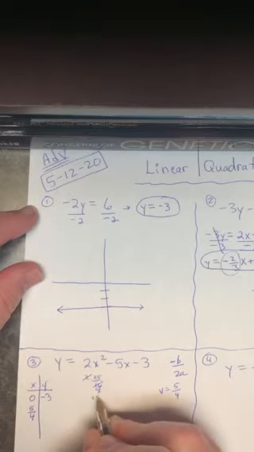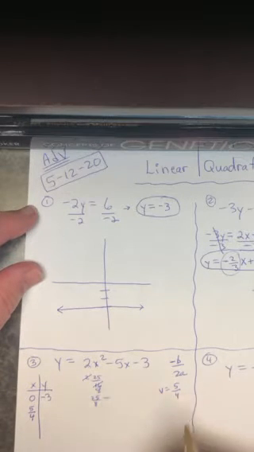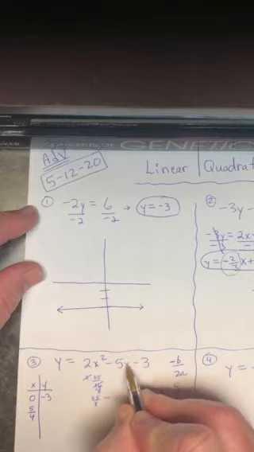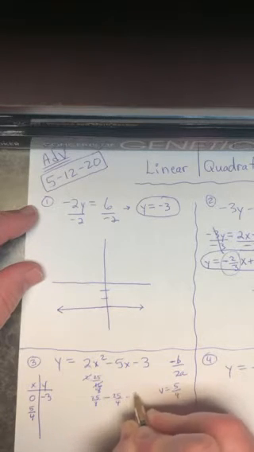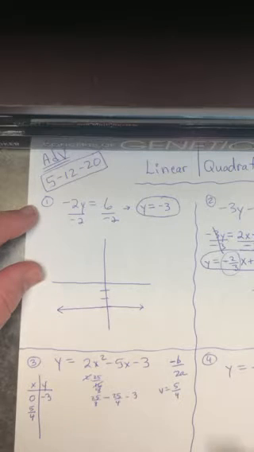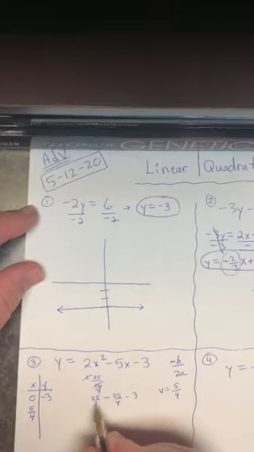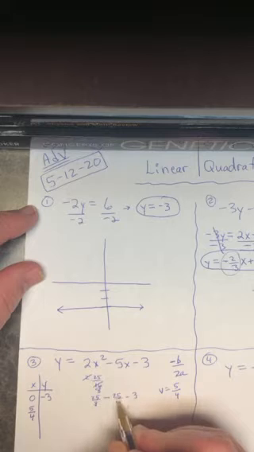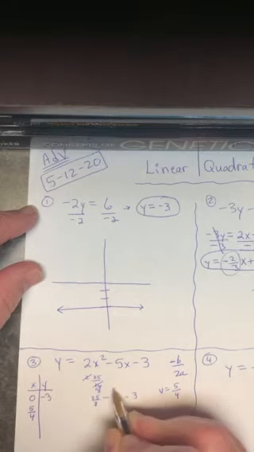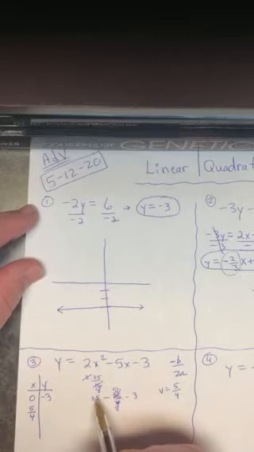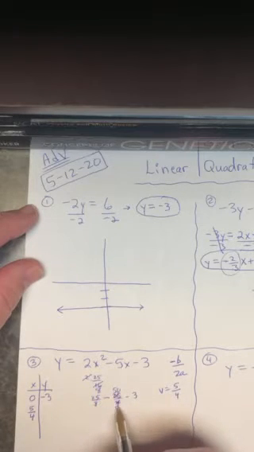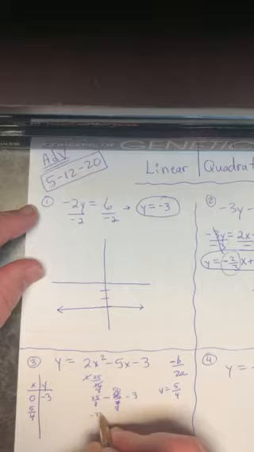So 25/8 minus, of course, what's 5 times 5/4? That's 25/4, minus 3. Common denominator between these two, isn't 25 over 4 going to turn into what? 50 over 8? You with me? 25/8 minus 50/8 is -25/8. And then there's a minus 3.